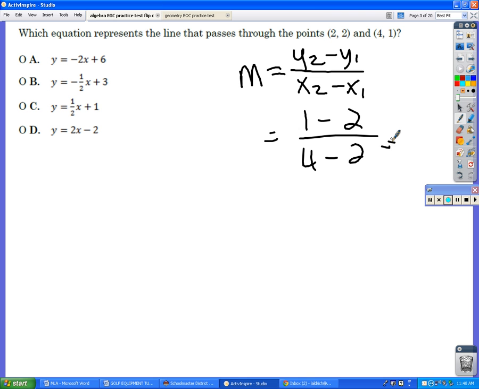So 1 minus 2 is negative 1. 4 minus 2 is 2. So that means our line has to have a slope of negative 1/2. Which of the 4 choices has a slope of negative 1/2? B. Because remember that the slope is the number that's in front of the x. All right? Questions on that? No.